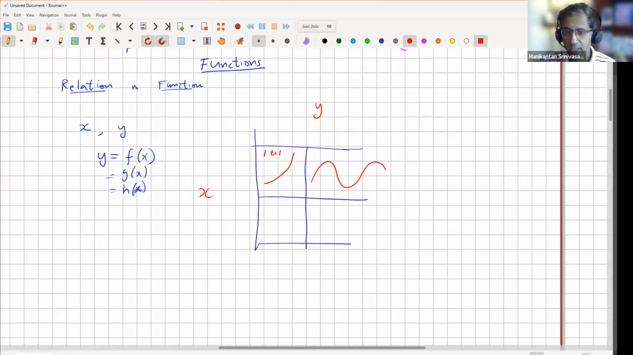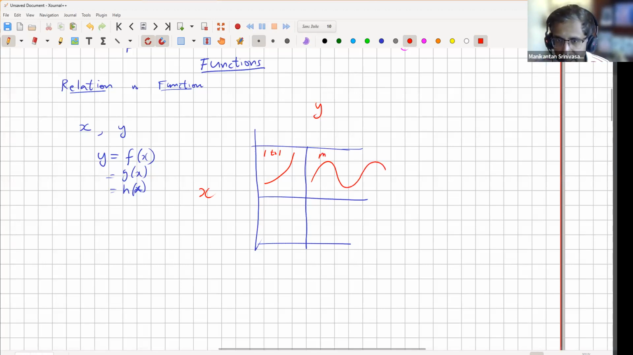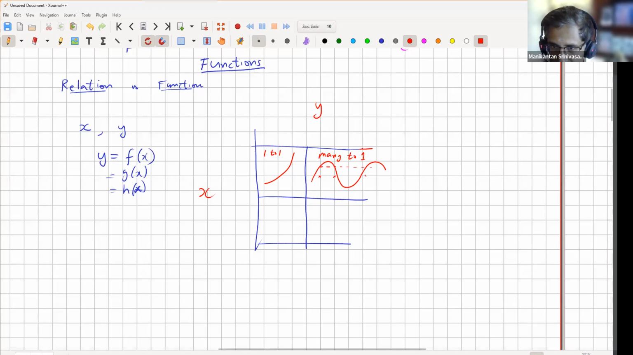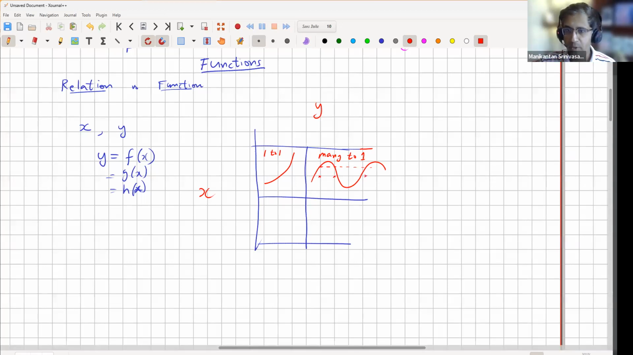So suppose I have something like this. Now this is many-to-one. So many X correspond to a single value of Y. For example, this particular value of Y is attained at a few different values of X, namely this value of X, this value of X, this value of X, right? So this is called a many-to-one.